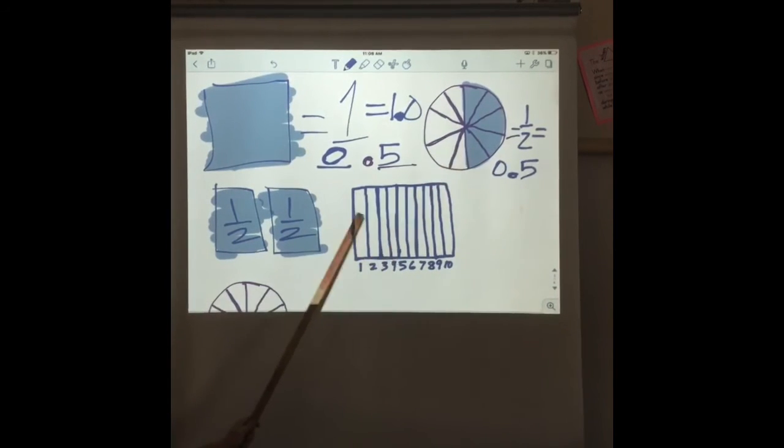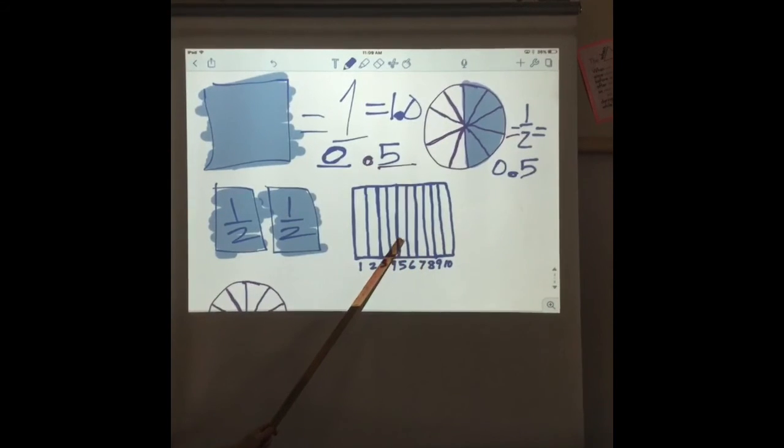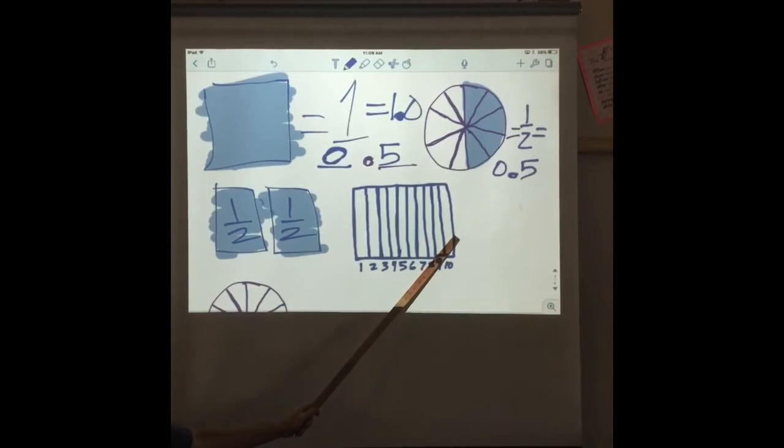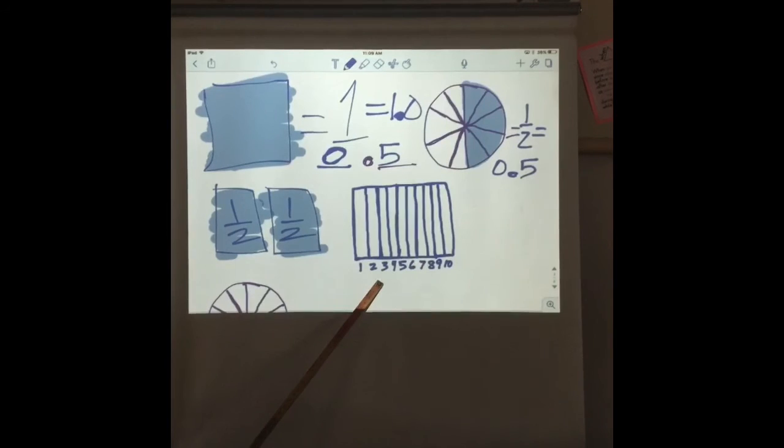Nice. Now what would I have to shade in here to have half? 5. I have to shade in 5 of them, right? Yes. So I would go all the way over to, am I too far? 1, 2, 3, 4. Nope, that's it.